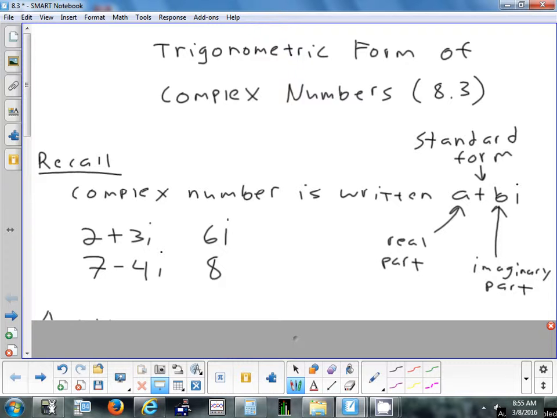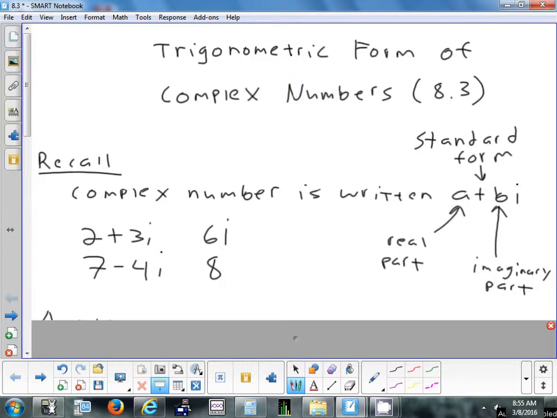Working with numbers in standard form is fine, especially adding and subtracting. That's pretty straightforward. We learned that if you're going to add and subtract complex numbers, you combine the real parts and combine the imaginary parts. So if I add these up, I add the 2 and the 7 and get 9, and I add the 3 and the negative 4 and get negative i. So 9 minus i is what you'd get.